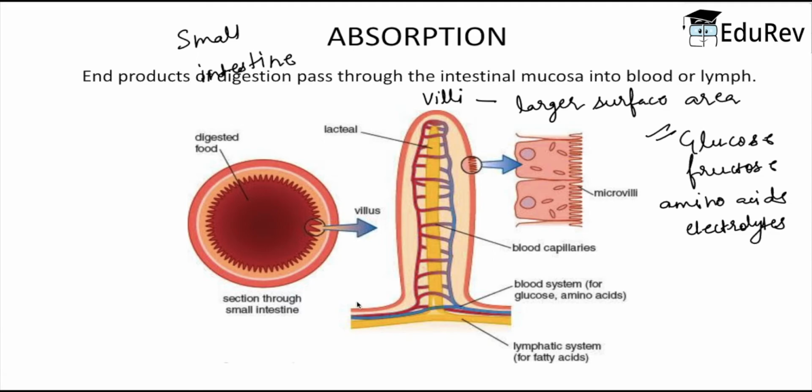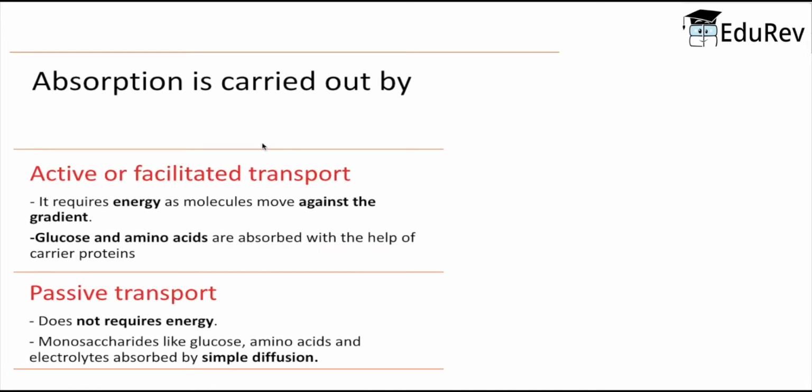So this is the structure of villi as you can see here. Inside this villi you can see that there are various blood capillaries into which the nutrients that we just talked about are getting transported directly. The only function of villi wherever it is present is to provide the larger surface area for the absorption of materials.